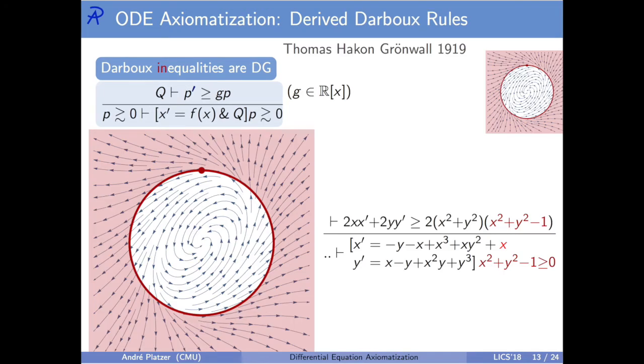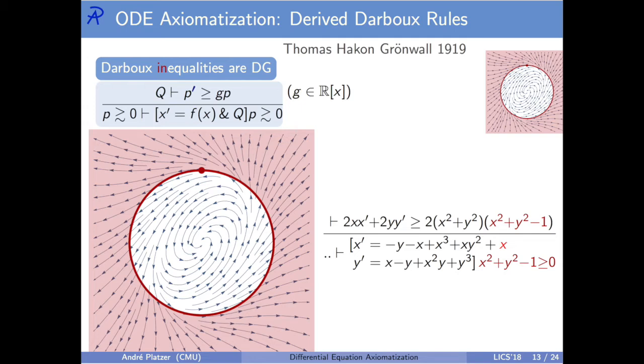So here is this in slightly more generality. What if you have a differential inequality? So instead of an equation, you have that the Lie derivative of p is greater or equal to gp, and you're interested in proving either that p strictly greater than 0 is an invariant, or that p greater or equal to 0 is an invariant. Both of them follow from just showing that the Lie derivative is greater or equal to a multiple of the polynomial itself. But again, this is basically Grönwall's principle in disguise or something like this.